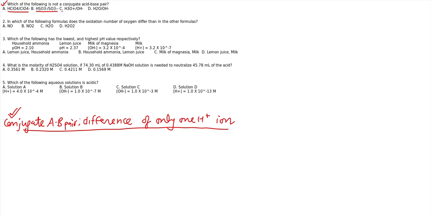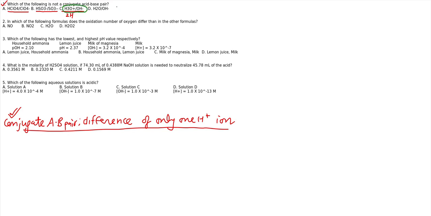In the third option, C, there are 2 species, H3O plus and OH minus. Here the difference between these two is not of only 1 H plus, but a difference of 2 H, because here you have H3 and here you have only 1 H, so there is a difference of 2 hydrogen atoms. So this is not a conjugate acid base pair, so this will be the correct answer.